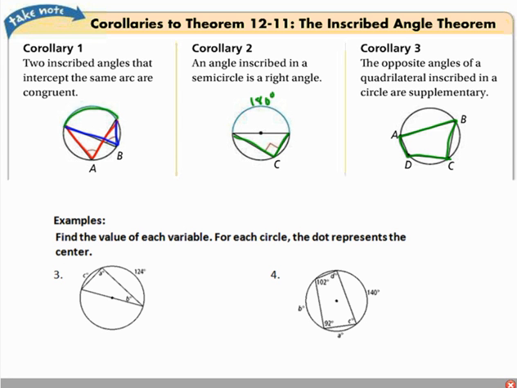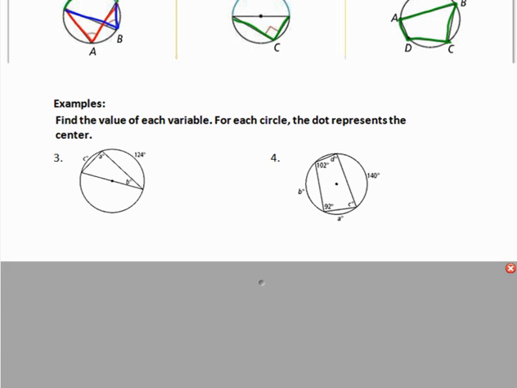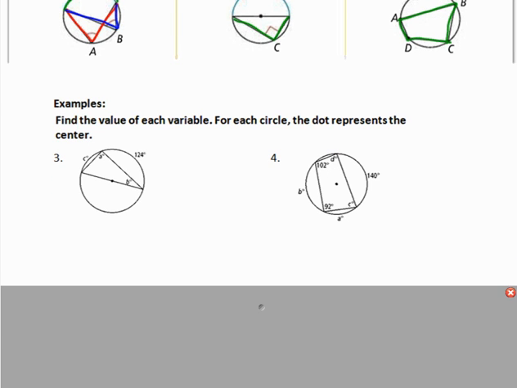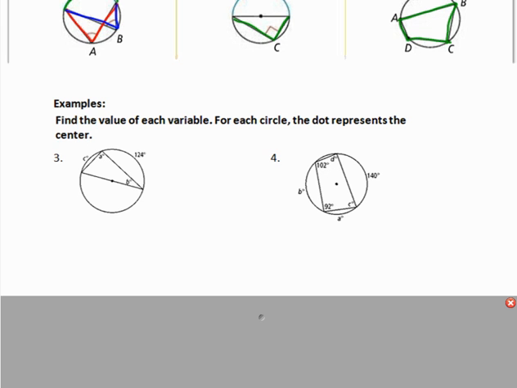So let's utilize those. Let's do examples 3 and 4. Find the value of the variable for each semicircle. For each circle the dot represents the center. So we have 124 degrees here, and that means that this one right here, this inscribed angle would be half of that, which would be 62 degrees. Okay, well, we don't know C yet.